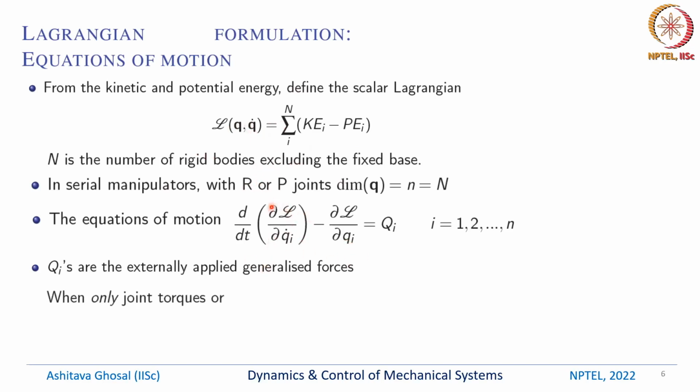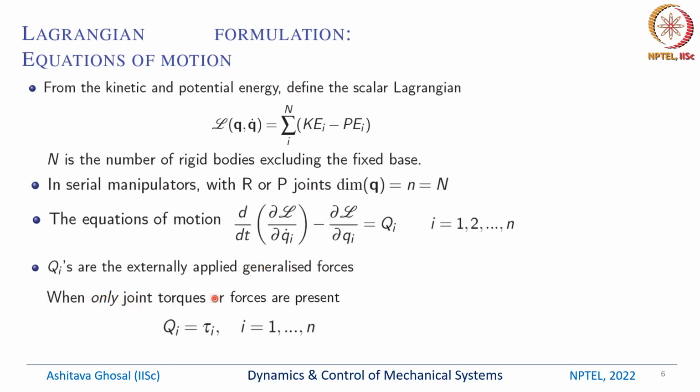Okay, so we also need to take the partial derivative of this Lagrangian with respect to qi dot. Then take the time derivative of the whole thing. This term on the left-hand side is now equated to what are called the generalized forces. So capital Qi are the externally applied generalized forces. And how many of these do we have to do? We have to take i equals 1 through n, where n, in this case of serial robots, is the number of moving links.